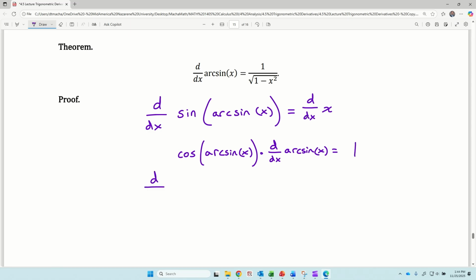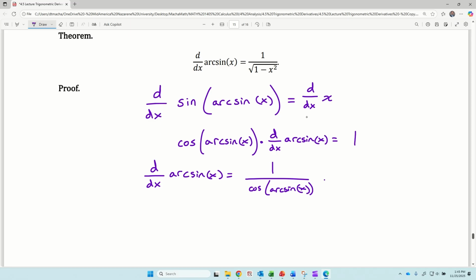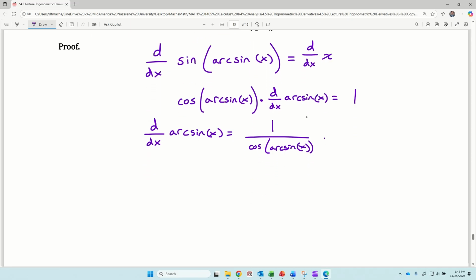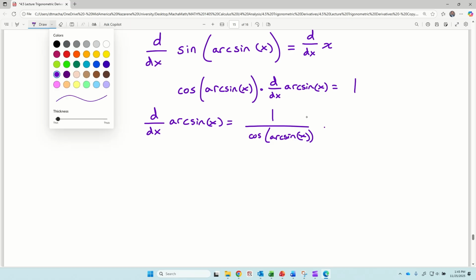So now I rearrange this equation by dividing both sides by cosine of arcsine of x. And I find that the derivative of arcsine of x will be equal to 1 divided by the cosine of arcsine of x. Again, this is not exactly the form that we're trying to find. We're trying to find 1 divided by the square root of 1 minus x squared. And this is a way that you could describe the derivative of arcsine, but it's not exactly the same as we would like. It's equivalent, but maybe it's not as pretty.